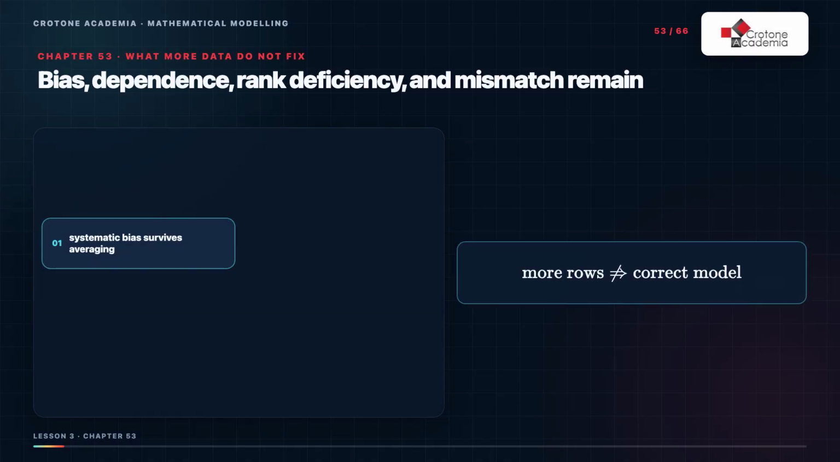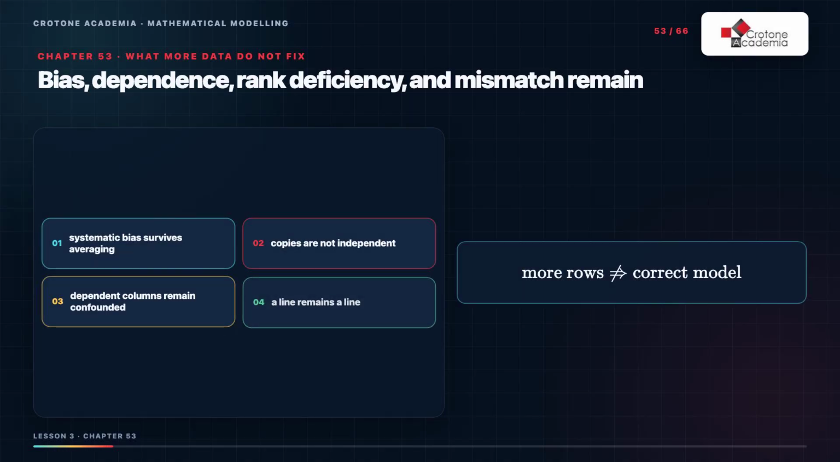More data are not magical. If every instrument reads 5 units too high, averaging preserves the bias. Copying one observation 1,000 times does not create independent information. If feature columns always move together, additional rows with the same dependency do not identify separate effects. If the true relationship is curved, more data may determine the best line more precisely, but the line remains an approximation. Representative information and modeling assumptions matter as much as row count.